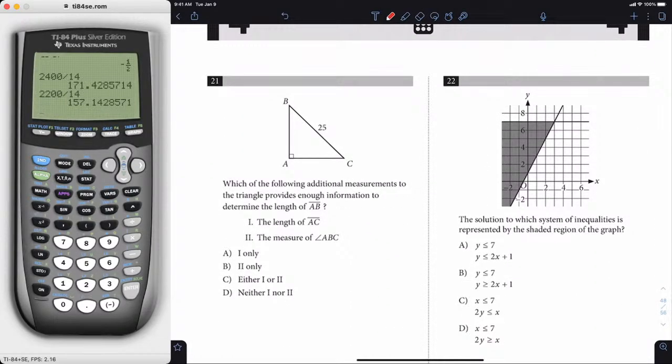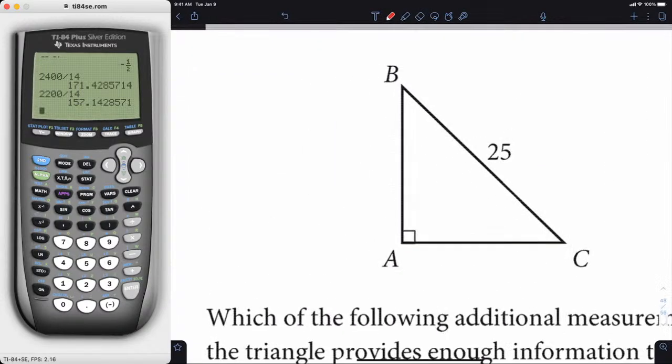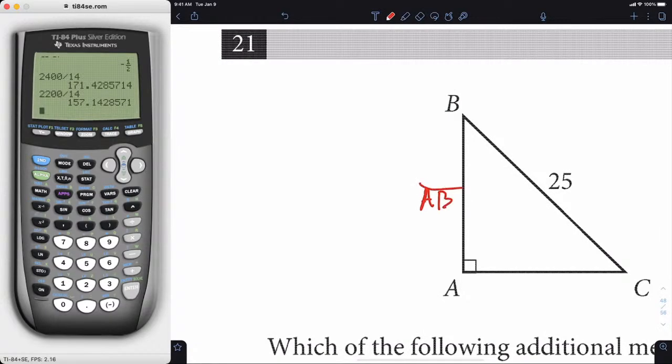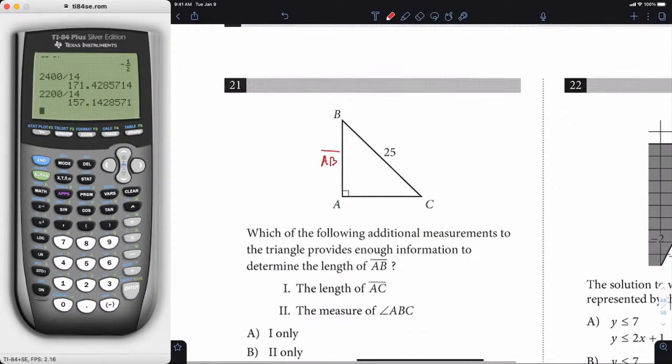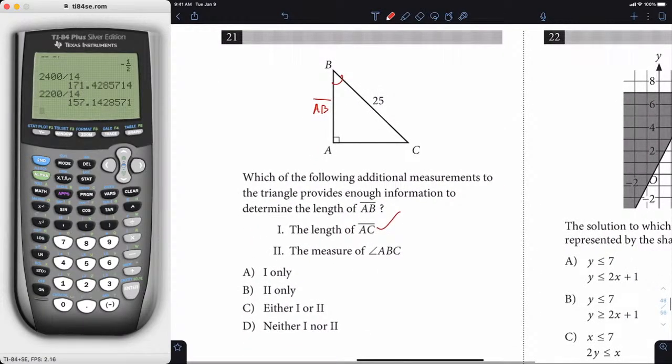Which of the following additional measurements to the triangle provides enough information to determine the length of AB? Dude, they love these problems so much. All right. Let's take a look. Length of AB. So this is AB right here. The length of AC, yeah, we could find AB with that, right? Pythagorean theorem. The measure of angle ABC, so the measure of this angle right here. That doesn't work. That won't give us anything. The answer is 1 only. You cannot find side lengths with angles.